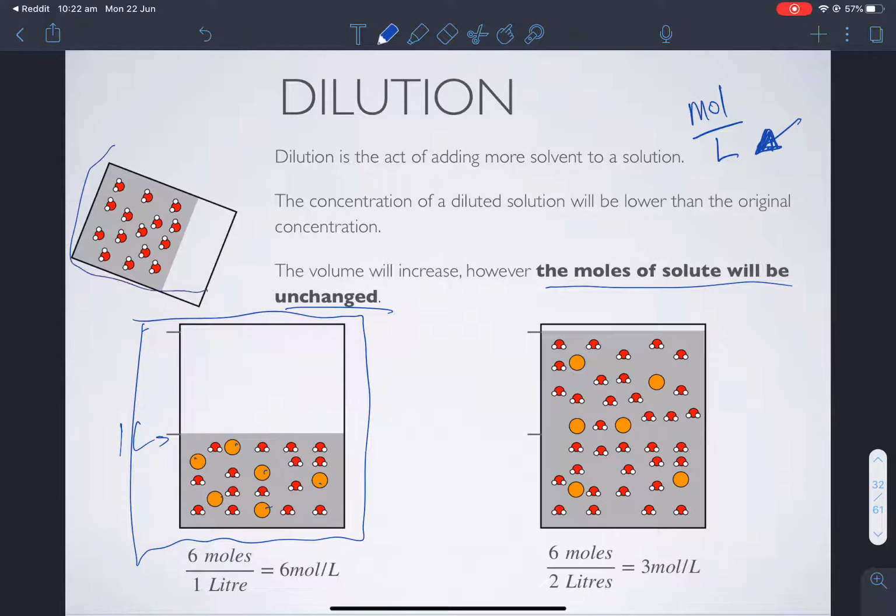And I'm adding in this beaker here another liter of water. And what it ends up being then is this solution to the right, where we've increased up to 2 liters, but we still have the 1, 2, 3, 4, 5, 6 of those moles. So now I've got 6 moles in 2 liters. 6 divided by 2, it's 3 moles per liter. So I've doubled the volume and halved the concentration.